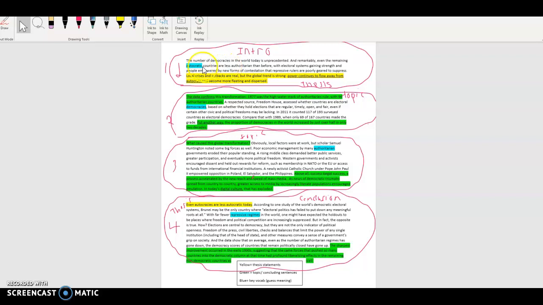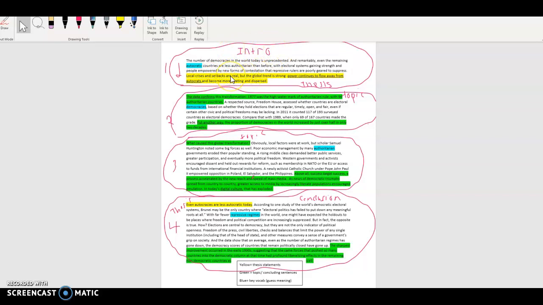We have four paragraphs, labeled as the introduction, paragraph number 1, body paragraph number 2, body paragraph number 3, and then paragraph number 4 is the conclusion paragraph. In the introduction paragraph in yellow, I have the thesis statement highlighted.